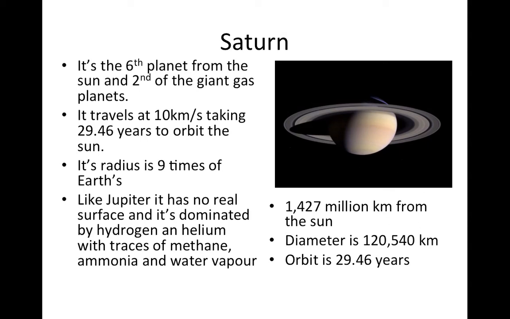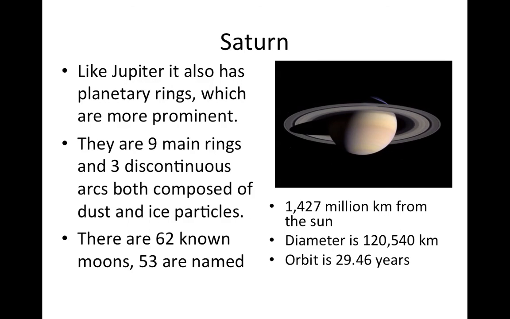Now, like Jupiter, it has no real surface, and this is typical of all the gas planets. It is dominated by hydrogen and helium with traces of methane, ammonia, and water vapor. It also has a planetary ring system, but its rings are more prominent. It has 12 rings in total, nine main rings and three discontinuous arcs, and these rings are composed mostly of dust and ice particles.